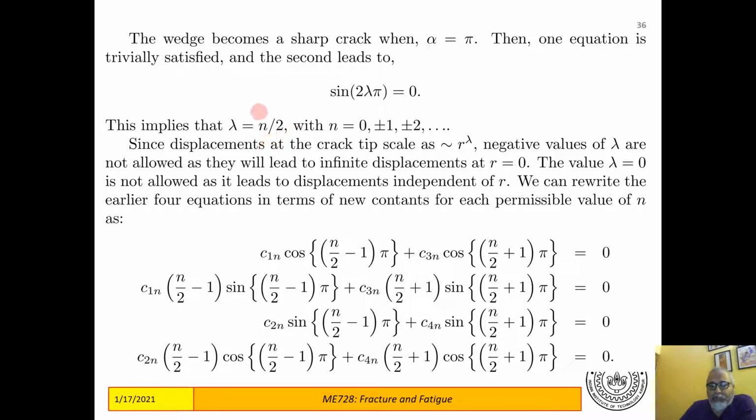My solution for lambda is that there are infinite numbers of lambda, but lambda is always of the form of an integer divided by 2. The integer can be 0, plus minus 1, plus minus 2, and so on. And we are going to see which of these integers are physically accepted. Now there's one important thing that we need to know.